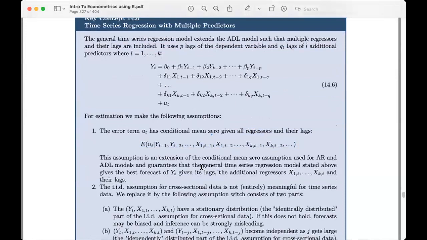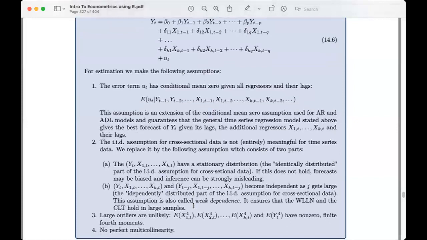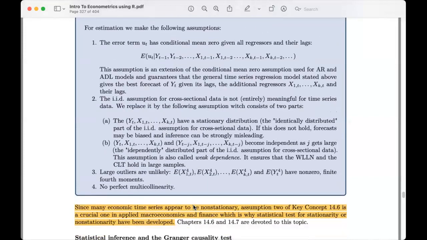The IID assumption for cross-sectional data is not entirely meaningful for time series data. We replace it by the following assumptions: A, that YT and the additional predictors have a stationary distribution, so they are time independent; and B, that YT and the additional predictors, and the lagged values of YT and the lagged values of the additional predictors, become independent as j gets larger. That is the independently distributed part of the IID assumption. And large outliers are unlikely, and also no perfect multicollinearity.